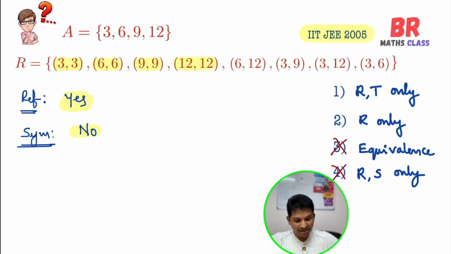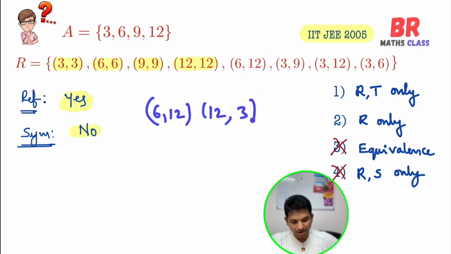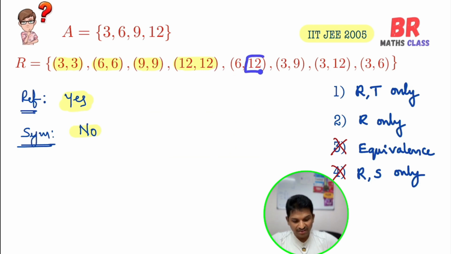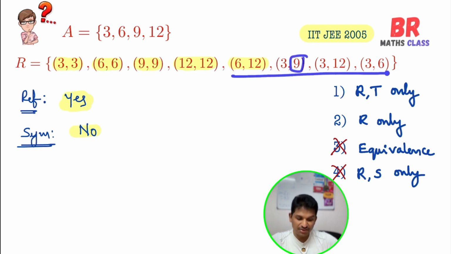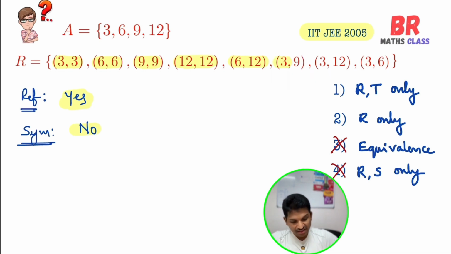If any other element starts with 12, suppose this is (6, 12) and there is something like (12, 3), then we look whether (6, 3) is there in the relation or not. If I take (6, 12), this ends with 12. Is there any other ordered pair that starts with 12? No. In that case, this element passes the transitive test. Now come to this (3, 9). This ends with 9. Is there any other ordered pair that starts with 9? No. In that case, (3, 9) passes the transitive test.